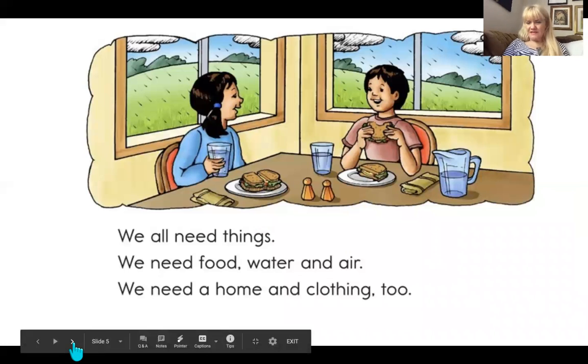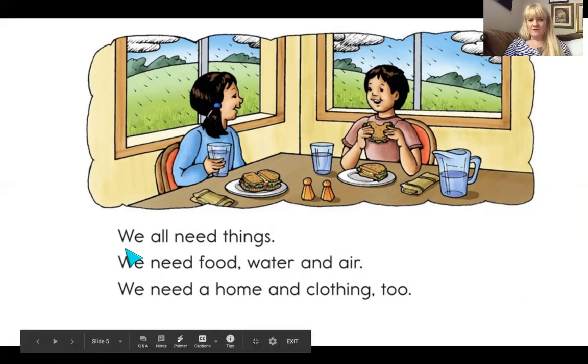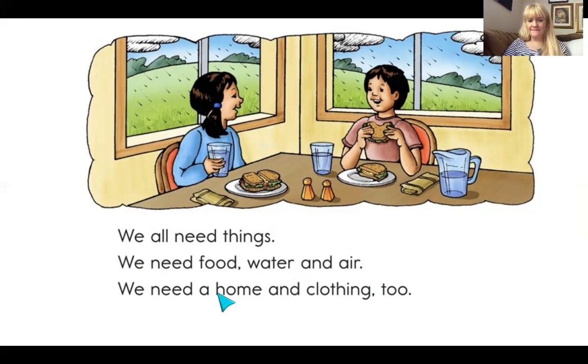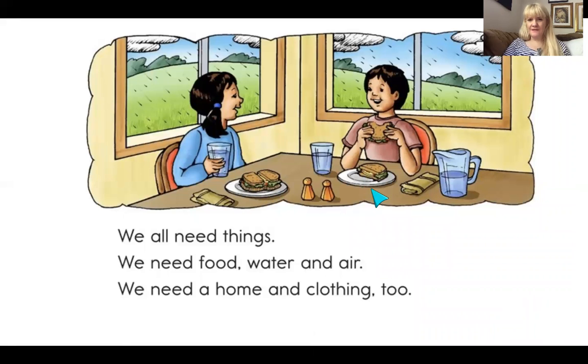So this is the first page from the book. Here we see maybe a brother and a sister, or maybe some friends, and they're eating, looks like lunch together. We all need things. We need food, water, and air. We need a home and clothing too. And we can see some of these things in the picture. They have food on the table. They have water. They're drinking water. They're eating in a home, and they're wearing clothing.